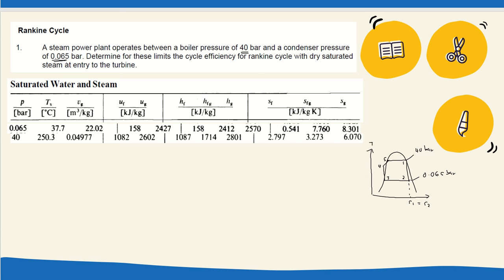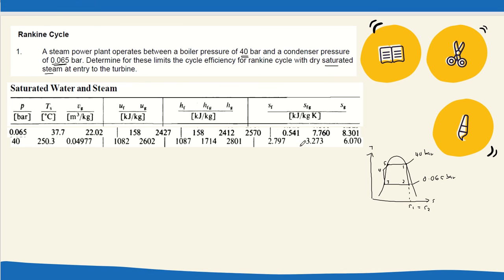So this is a TS diagram. The question asks to determine the cycle efficiency with dry saturated steam. Dry saturated means that at point 1, after the steam exits the boiler, it is saturated steam.